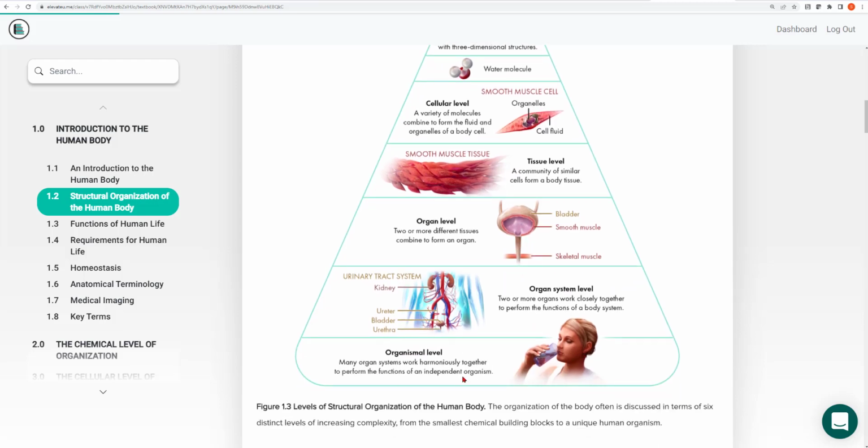So as an organism, as a human being, you are made up of organ systems. The other way of saying organ systems would be body systems. These are like the urinary system, the respiratory system, the skeletal system, the muscular system. Each of those 11 body systems is itself composed of organs. In this example, the urinary system is made up of the bladder, as well as the kidneys that aren't shown here.